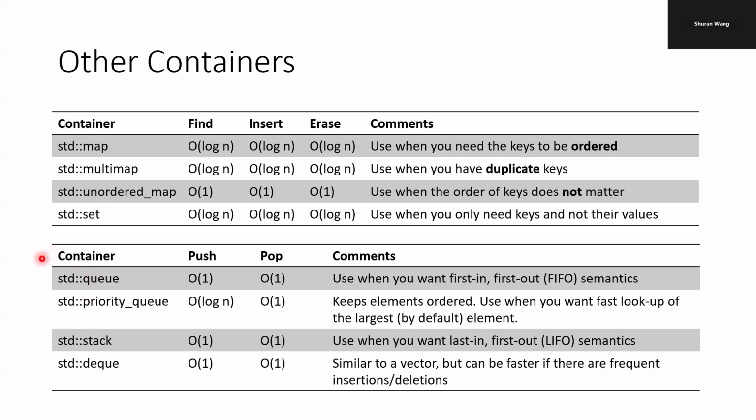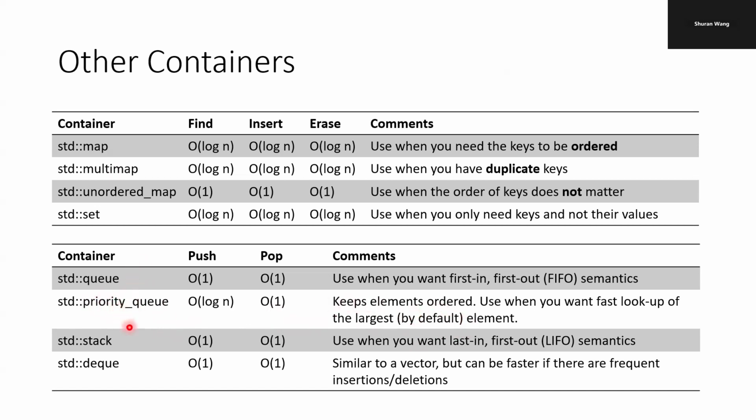And you have the other containers. Those are trees. The other containers, 1D containers like queue, when we want first in, first out. We have the priority queue where you can quickly look up the largest or the smallest element. It's the largest by default.